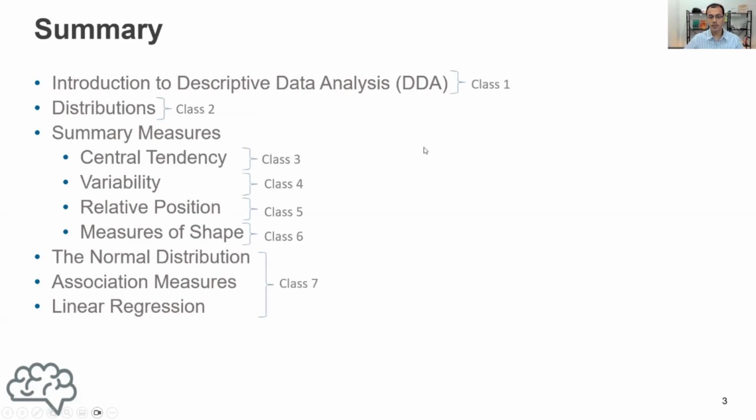In terms of classes, we have 7 classes planned for this course. This is the sequence of the classes. For the summary measures, we are going to have 1 class for each of them, and then 1 last class talking about the normal distribution, association measures, and linear regression.